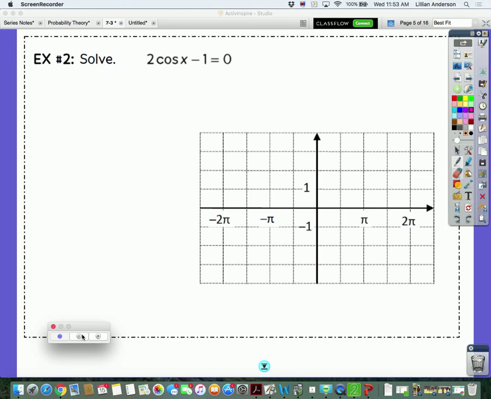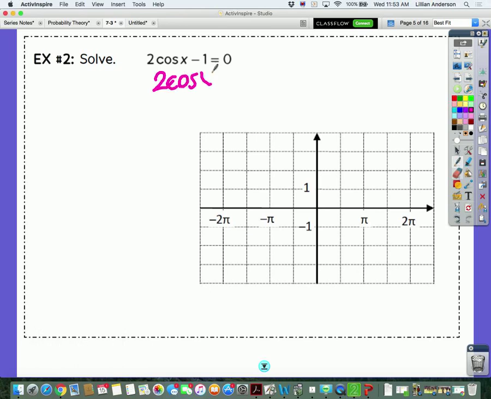You tell me, how do you want to solve this? Do you want to graph what we have over here, or do you want to get it to where cosine is by itself? Where cosine is by itself, okay? So to get cosine by itself, what do I need to do? Add 1 first. So it's going to be 2 cosine x equals 1, and then?